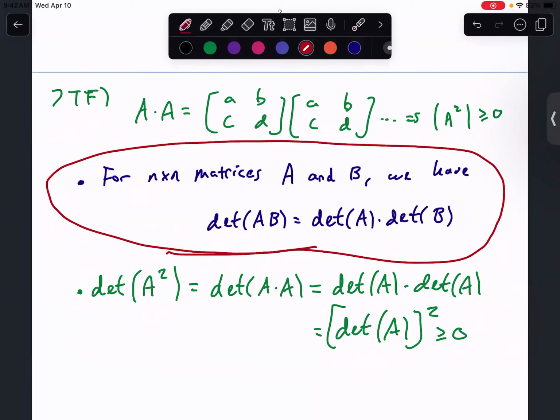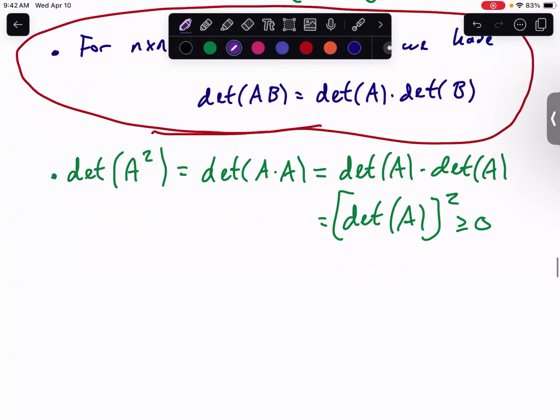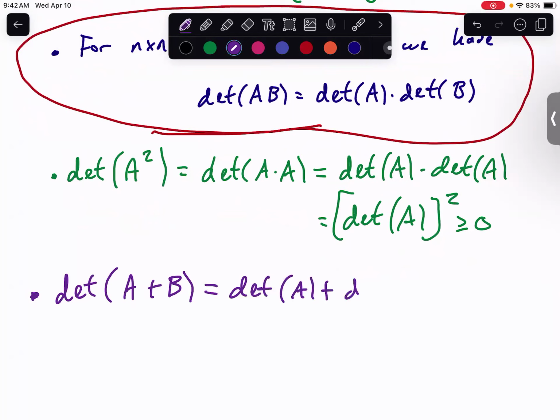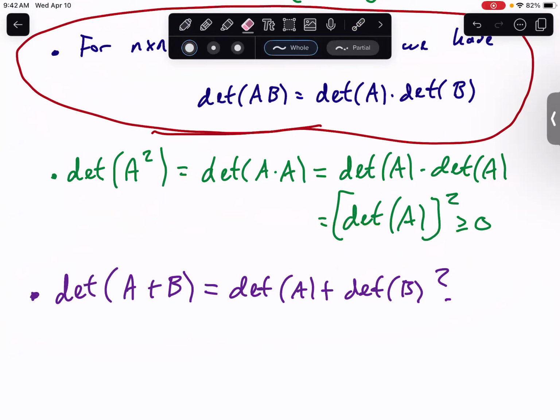Okay, and as a reminder, I'm not going to go into detail about this, but I mentioned this in class before. You need to make sure you also know what happens if you take the determinant of A plus B. Does this end up being equal to the determinant of A plus the determinant of B? I mentioned this in class, and I made an example that was either against it or for it. So it'd be worth reminding yourself of this before the exam.